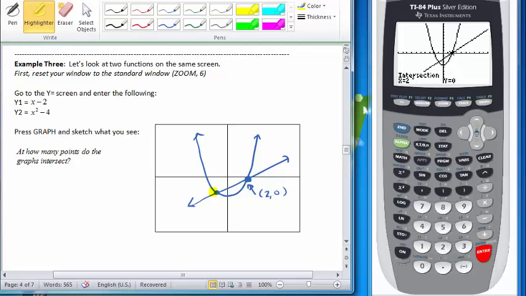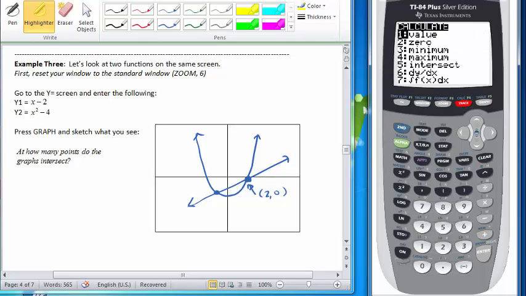Now if I wanted to go find this other one right here, then I would have to go through those steps again. So I'm going to come over here to the Calculate menu. I'm going to press second, and then again above Trace is Calculate. Oops, try that again. Second, Calculate, and then I bring up the Intersect function, which is number 5. Oops, went past it. Okay, number 5 is Intersect.